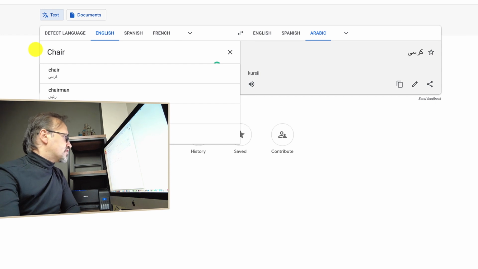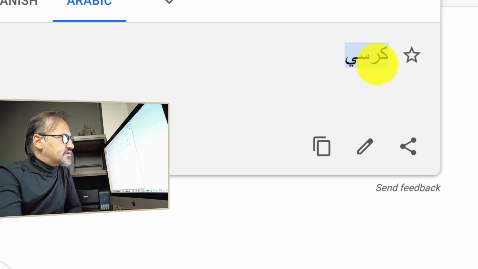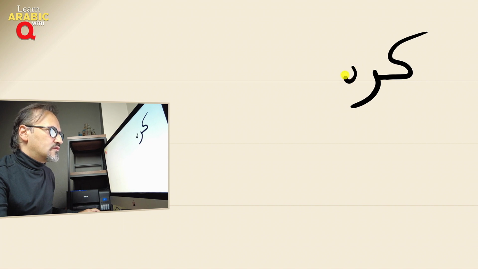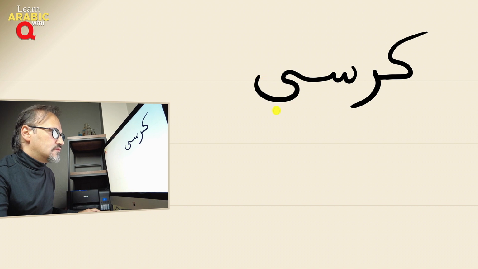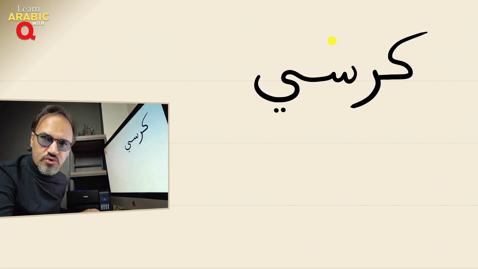Look at the word for chair. Chair is, let's read it together. Ka, ra, se. Yeah, let's write this over here. Look, this is the kaf, ra, se. Okay, this is kursi. Kursi.